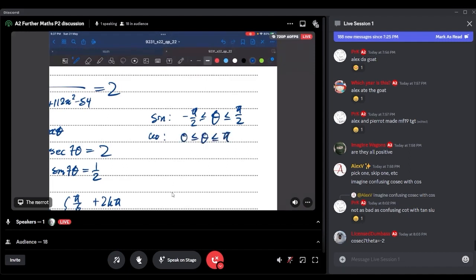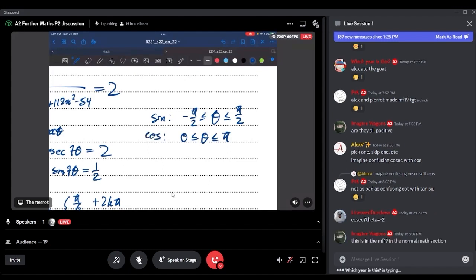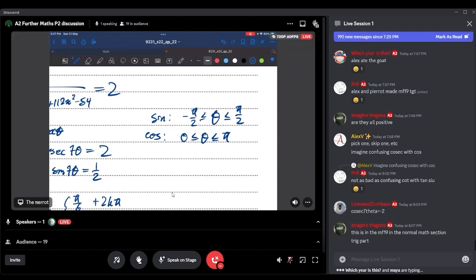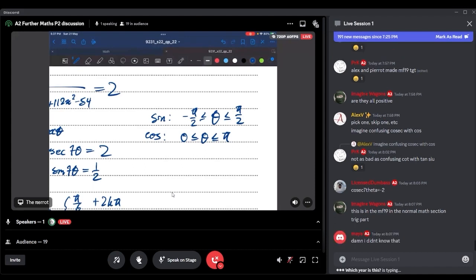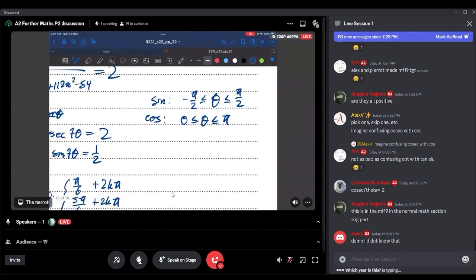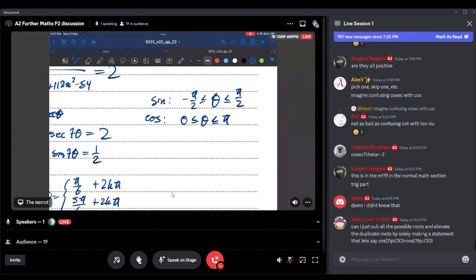And the MF19, really? I have no idea. Anything with the MF19, I didn't remember. But okay, in case you didn't know, then that's it.